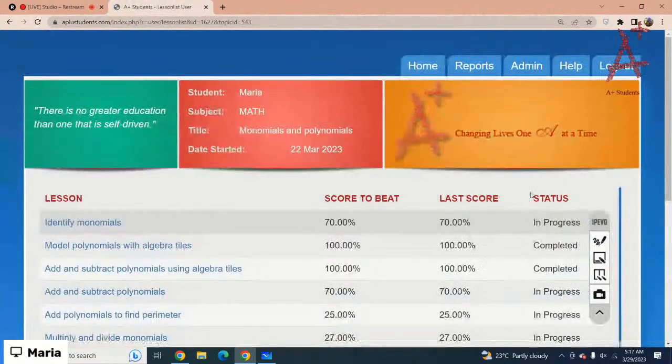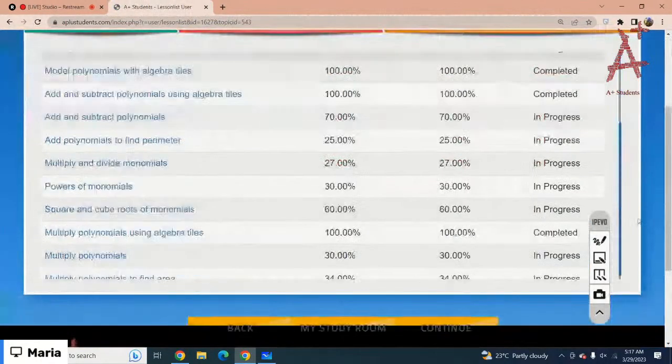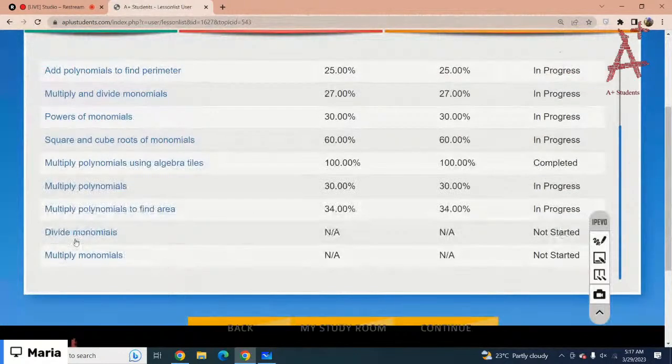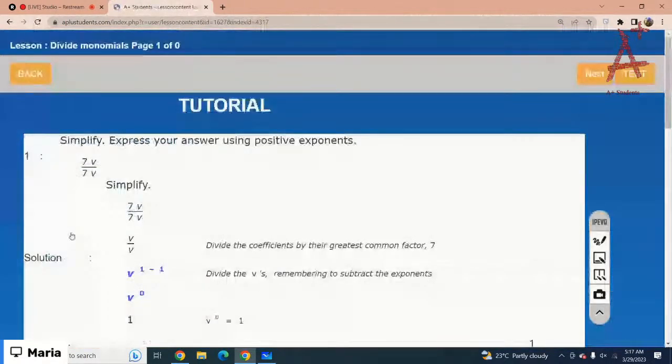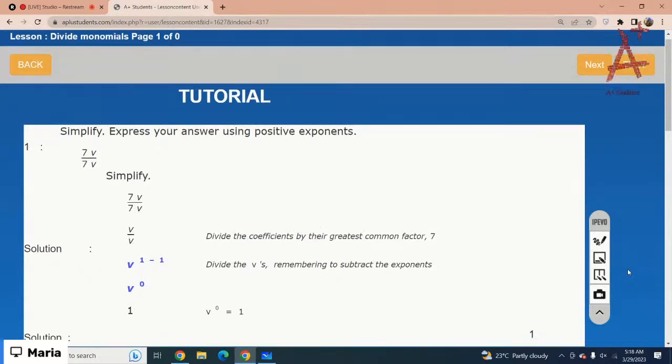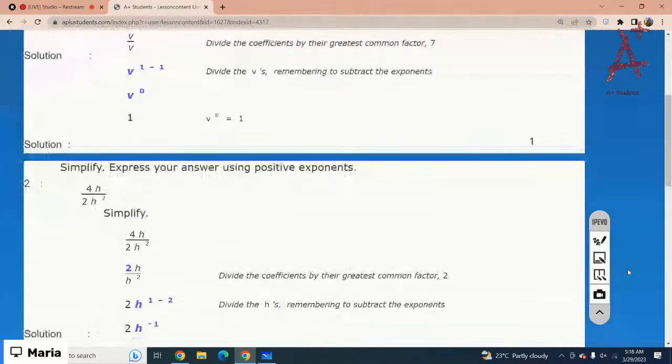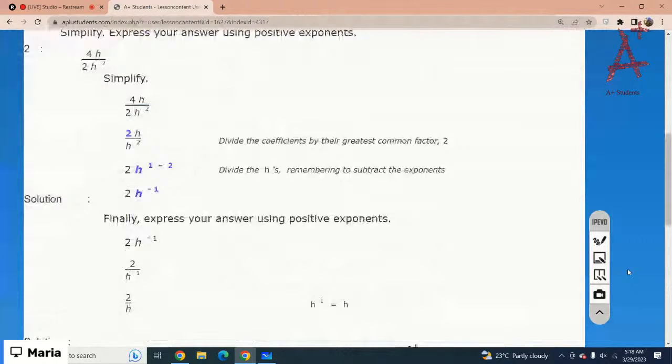Got it? The next lesson is, I think, divide polynomials. Yes, the next one is divide monomials. Let's just start with divide monomials. 7b divided by 7b. So numerator and denominator are exactly the same. Got it? That means 7b times 1 is 7b. Got it?